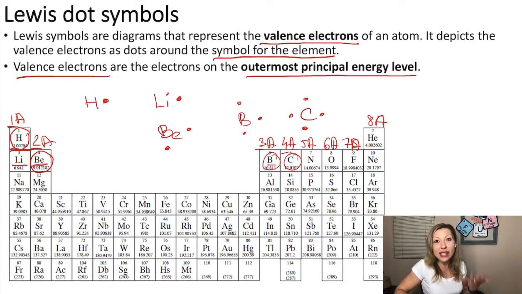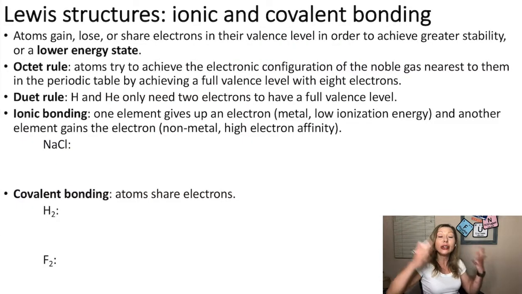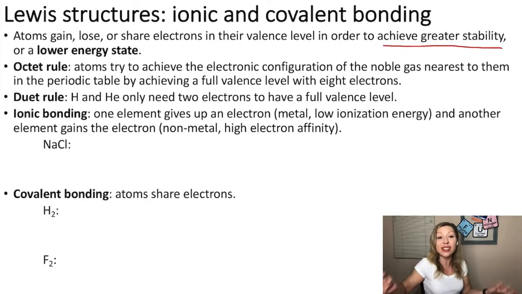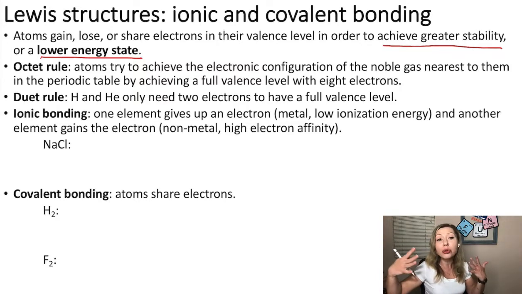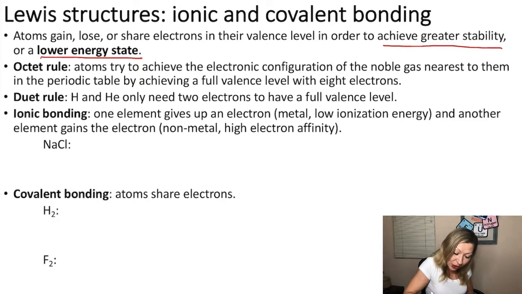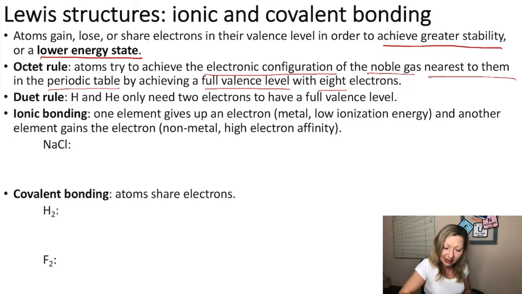All right, so how is this connected to ionic and covalent bonding? Well, atoms gain, lose, or share electrons in their valence level in order to achieve a greater stability or lower energy state. Remember, electrons are lazy. They want to be couch potatoes, so they want to be in the lowest energy state possible. How do they do that? They will try to achieve the electronic configuration of the noble gas nearest to them in the periodic table by achieving a full valence level of 8 electrons, and this is called the octet rule.